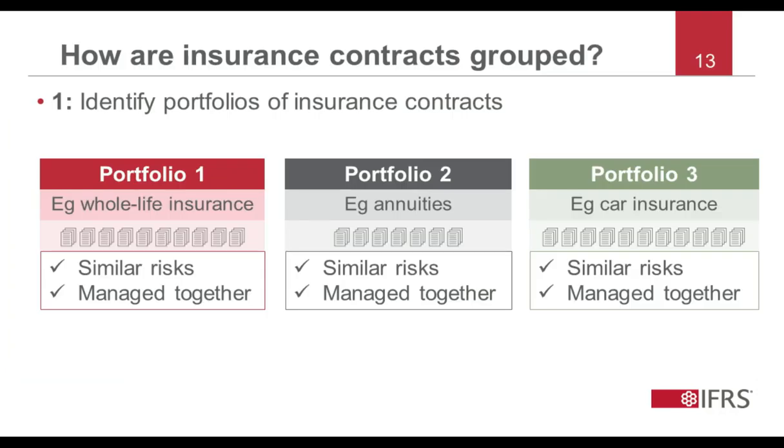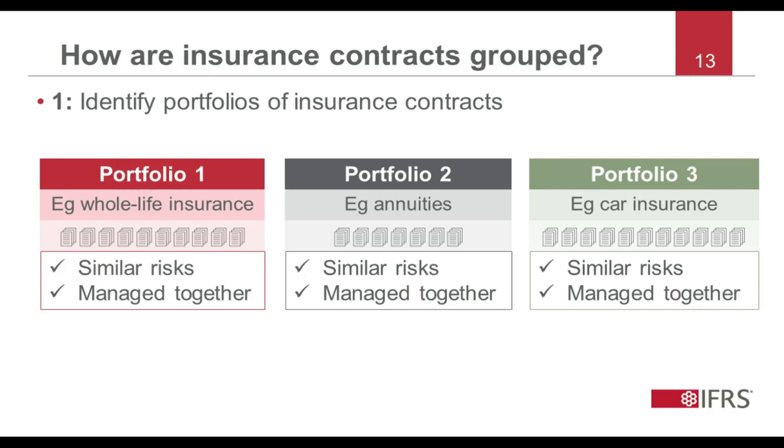Firstly, an entity must identify portfolios of insurance contracts. A portfolio is made up of contracts that are subject to similar risks and that are managed together. Contracts in the same product line are expected to have similar risks, and so would be expected to be in the same portfolio if they are managed together. Contracts in different product lines would not be expected to be in the same portfolio because they are likely to be subject to different risks.